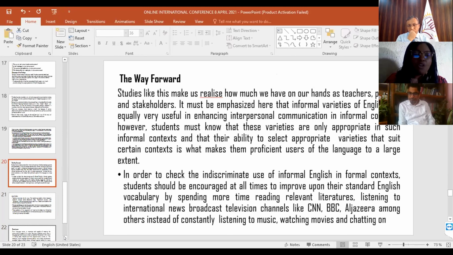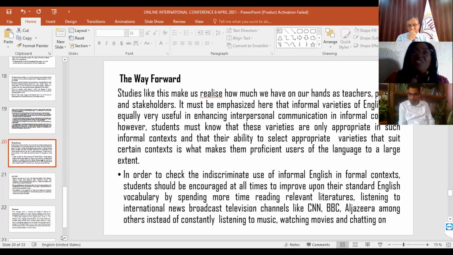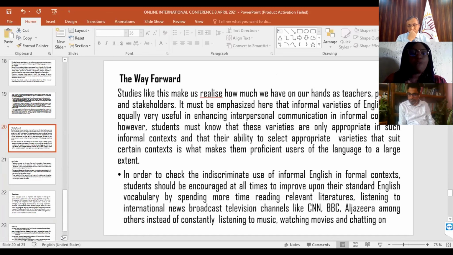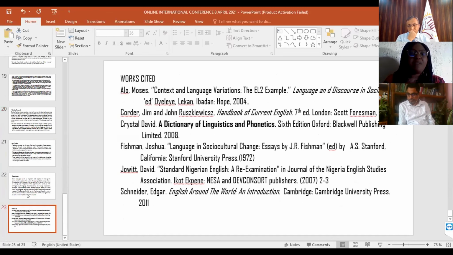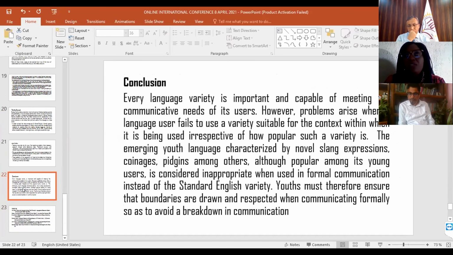So in conclusion, the non-standard English variety is a very, very important variety. It has its own time and place when it is used among friends, when it is used among family members, and so on. As much as it is important, it shouldn't be carried over to formal communications for the reasons that were mentioned in the course of this discussion.